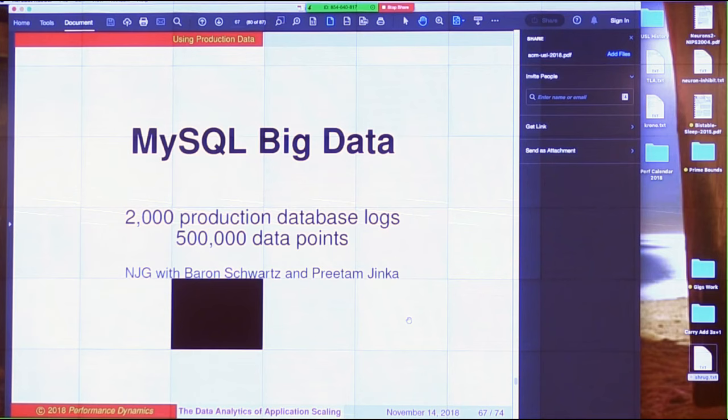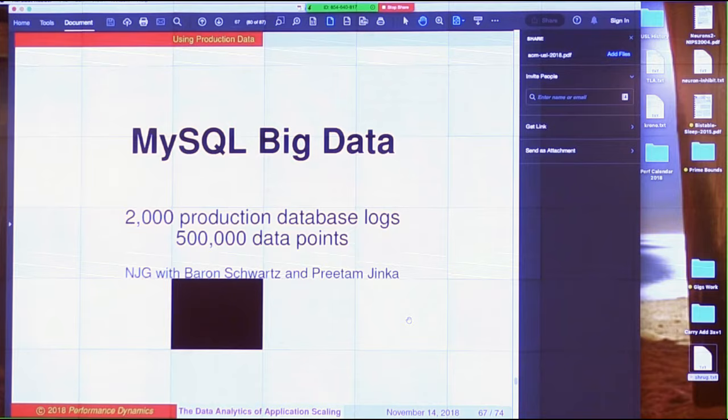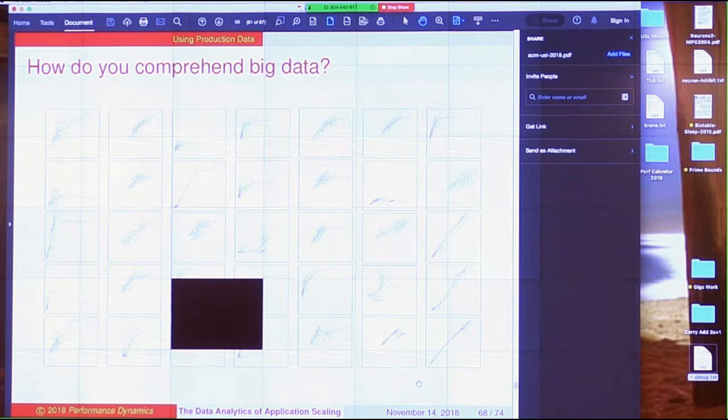Okay, this is my last example, I think. So I thought I better have some big data when I hit pop, because there's a lot of big data scientists here tonight. So this is some work that I did with some people a couple of years ago, where we had something like 2,000 production database logs, 500,000 data points. And if you just start plotting some of those out, this is just a small subset. How do you comprehend all this stuff?